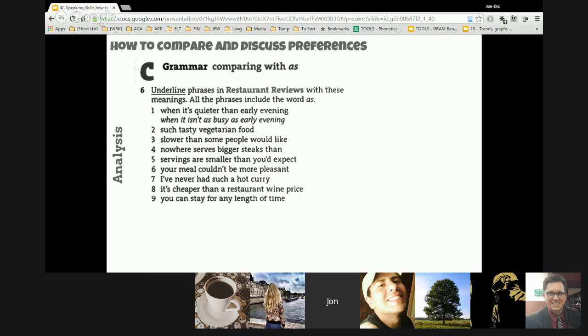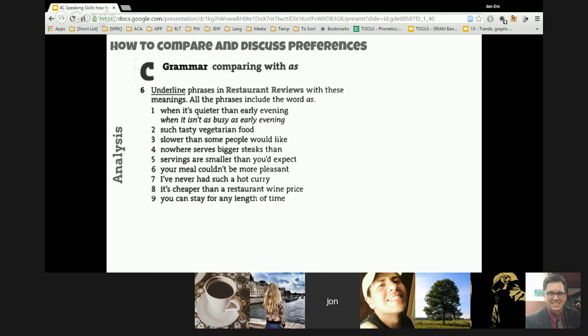Just as good. Tasty, yes. Just as tasty. All right, very good, very good. Ksenia, let's take a look at number 3. See if you can rephrase that. Slower than some people would like. Yeah, this is about the Red Lion, actually.